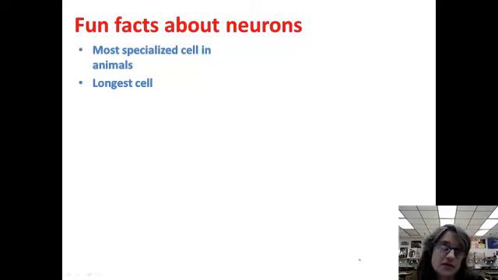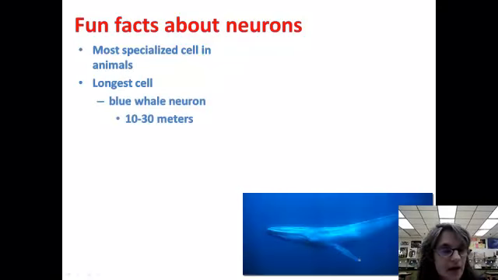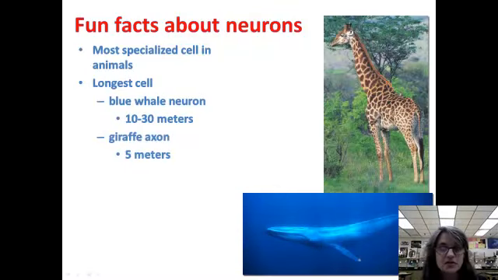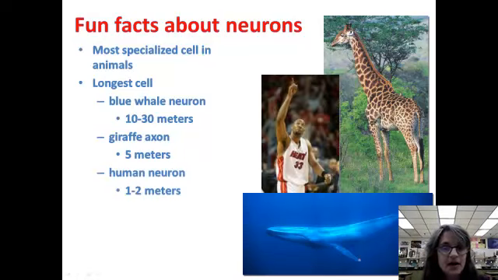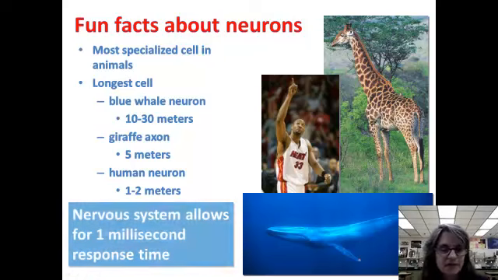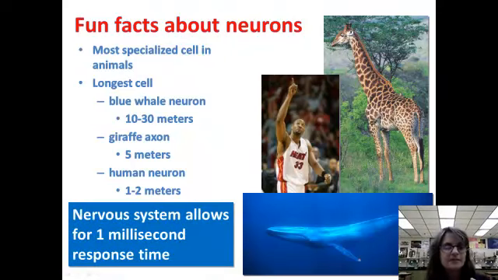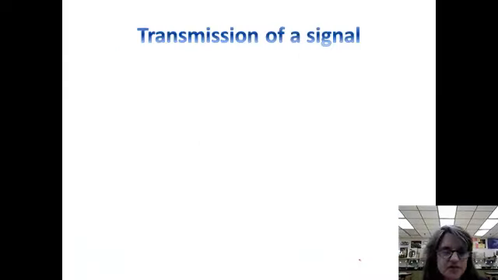Just some interesting facts about neurons. Neurons make up some of the longest cells in your body. A blue whale neuron could be up to 30 meters long. They've been measured. So extremely long cells. We don't normally think of cells as being long like that, but a giraffe axon measured at 5 meters, very long. And even in your body and your leg, that's where your longest neurons would be, 1 to 2 meters, depending on your height, going down from your lower back into your leg. So the nervous system allows for an incredibly fast response time, a millisecond response time. So extremely fast and kind of unusual in their physical structure as compared to other cells as well.